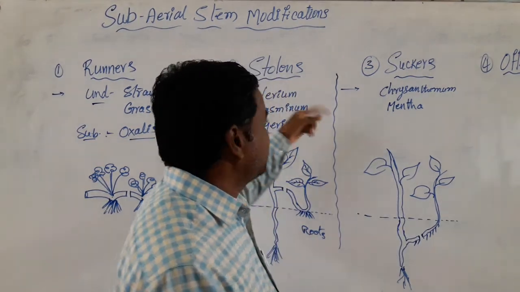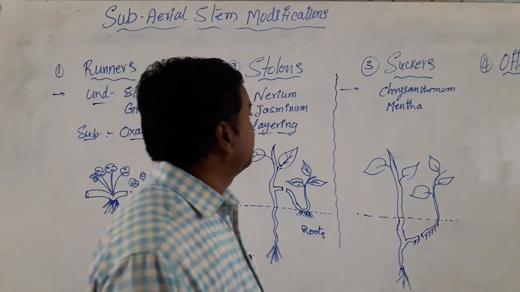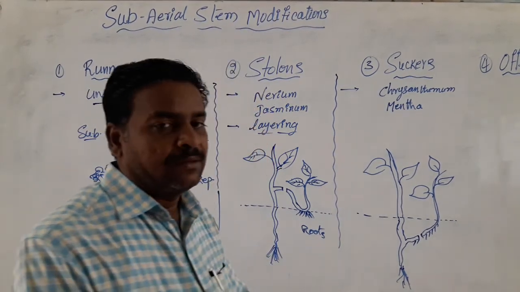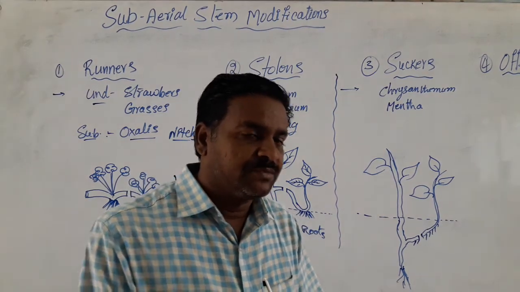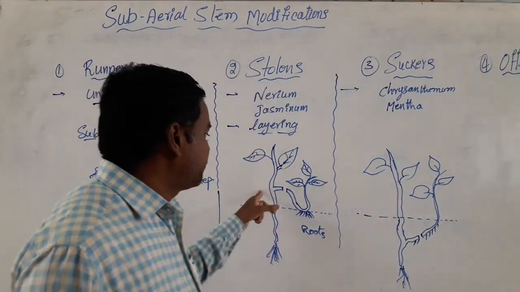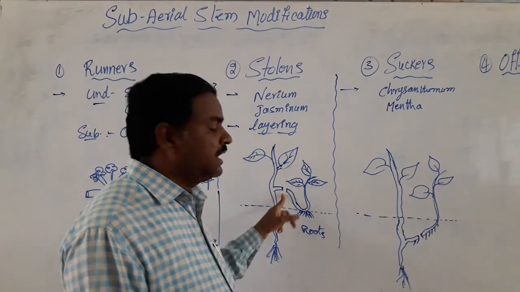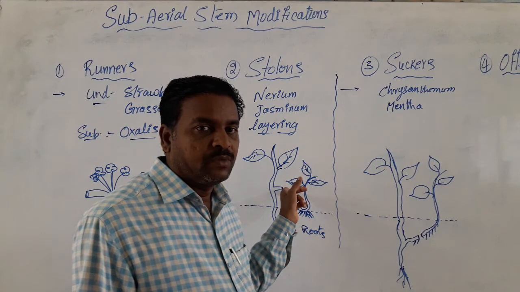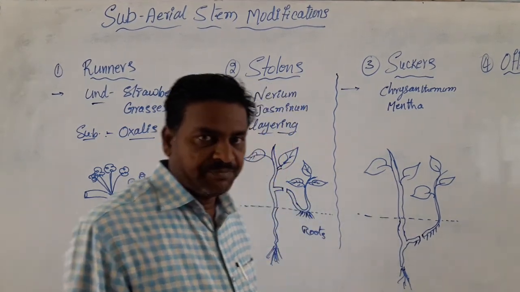So students, stolons and suckers are both slender branches. But what is the difference between the stolon and suckers? The first difference is the origin. Stolons originate from the lower part of the stem. The stolons are developed from the aerial part of the stem, but suckers are developed from the underground part of the stem.